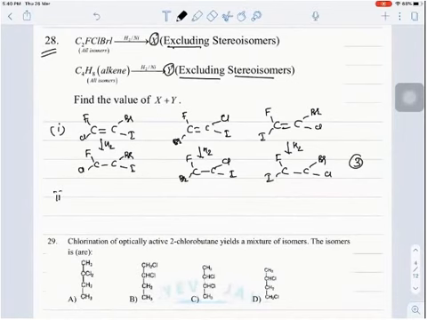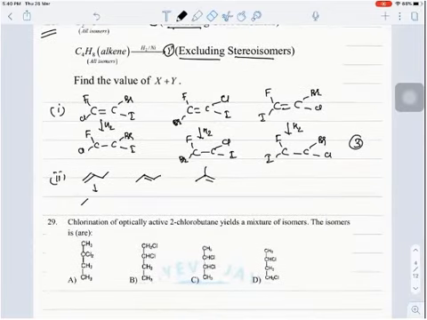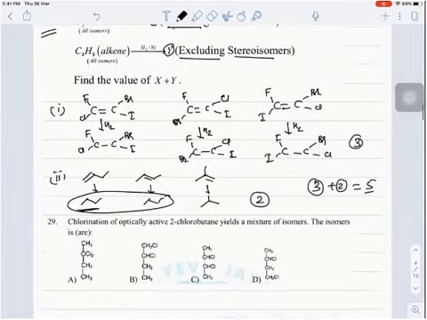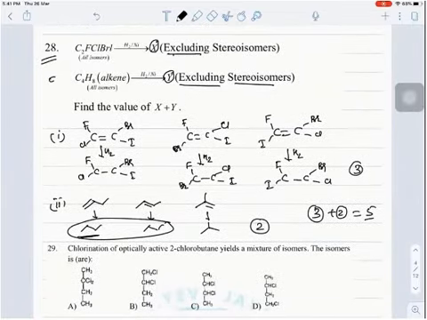In the second one, the alkenes possible are 1-butene, 2-butene, and isobutene. On hydrogenation, these alkenes give butane, butane, and isobutane. So the different products are, these 2 are same, so 2 products are formed. So total products are 3 plus 2, that is equal to 5. So for question number 28, the answer will be 5.